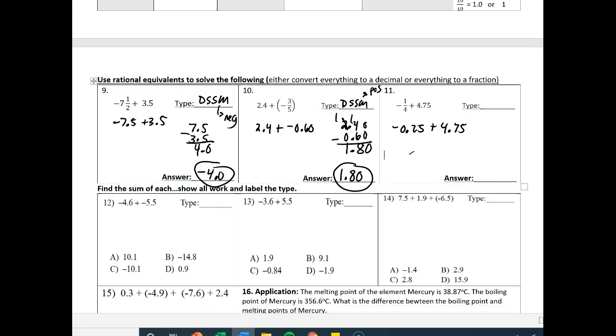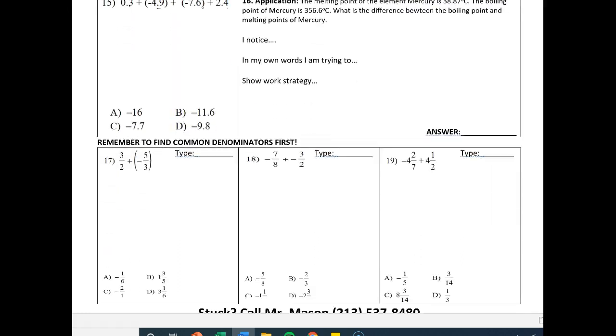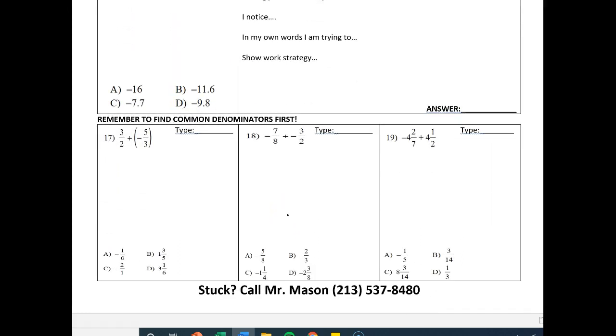Okay, that's it. The rest of your homework, make sure to line up decimals when you need to. On these ones, I would suggest adding the positives together first and the negatives together first, then trying to add the results. And then on 17 through 19, make sure you're finding common denominators.